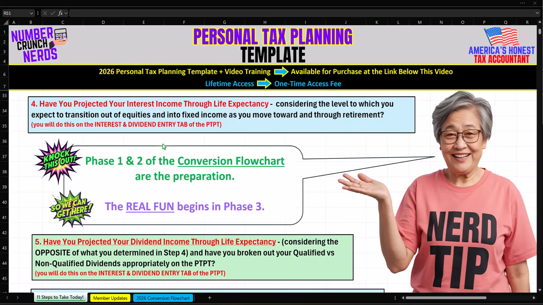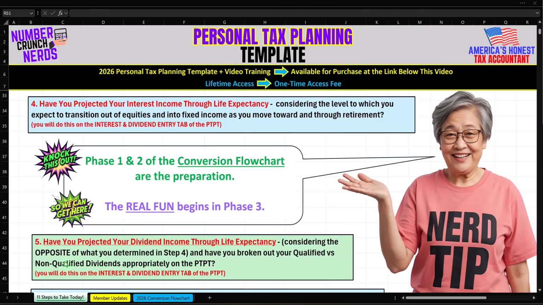If you are transitioning out of equities and into fixed income, then because our fixed income investments are increasing, we would expect, generally speaking, our interest income to increase. However, conversely to that, if we are moving out of equity, then we would probably expect our dividend income to decrease right around the same time or in similar fashion to our interest income increasing in step 4.